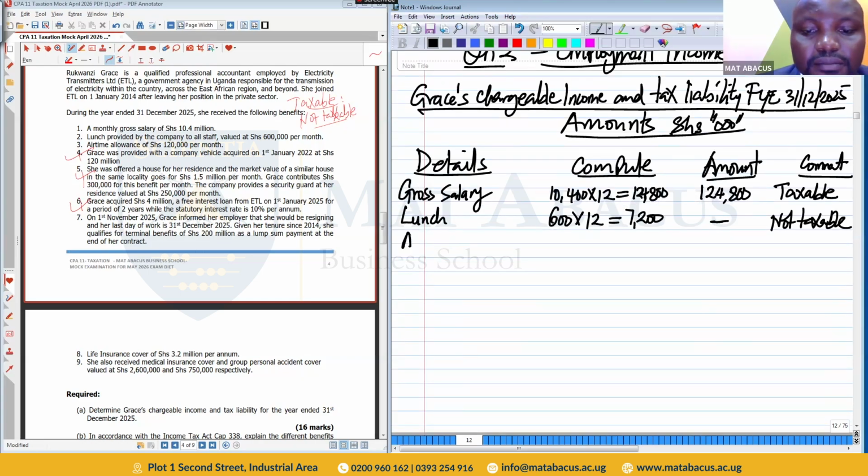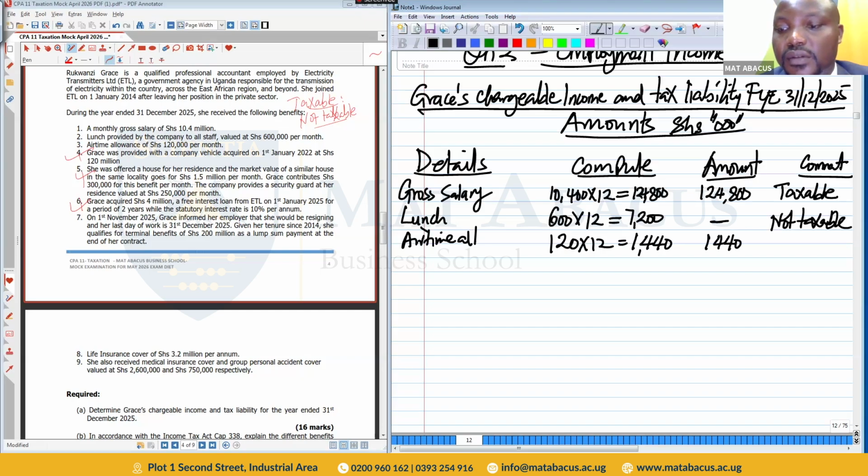Then we have airtime allowance. Any allowances are taxable. It's 120,000 per month, keeping the three zeros, times 12. So we shall have 120 times 12, which is 1,440. So this will be taxable, 1,440, and we say taxable.